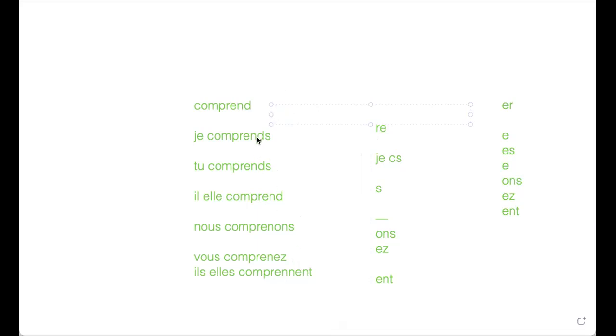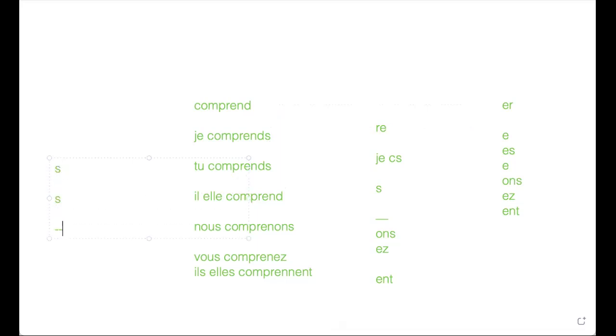Is it clear to you? Okay, remove RE and then add S, blank, blank, ONS, EZ, ENT. So, je comprends, I understand. Is it clear to you? S, S, and then ONS, is it? Okay.